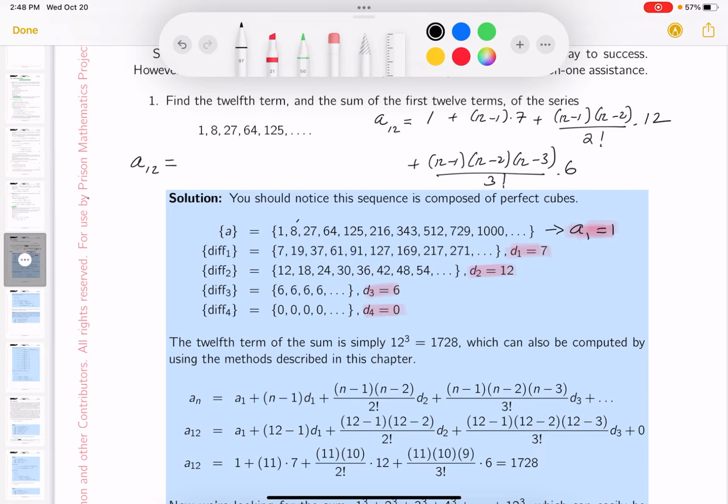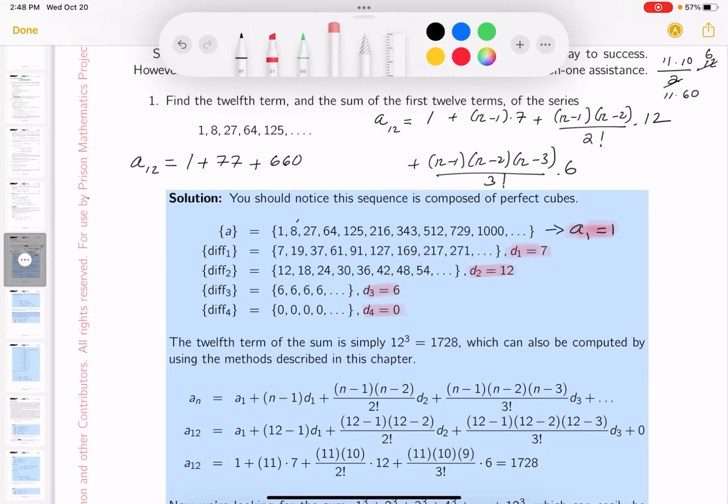So I get 1. That's the first term. Then I get 11 times 7, which is 77. Plus, well, it's going to be more difficult for me. And what am I seeing over here? I'll write it down inside. I see 11. And then I see 10. 2 factorial is 2, and I see 12. Well, I'm going to do 2 into 12, which is 6. And 11 times 60. Well, that's going to be 660 now. And yeah, it's a lot of work.